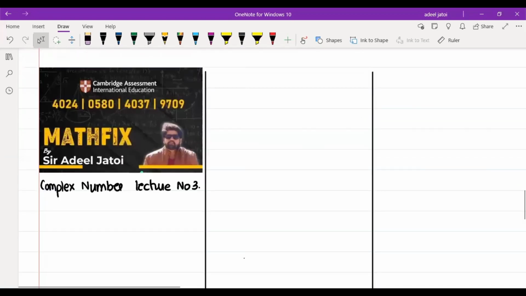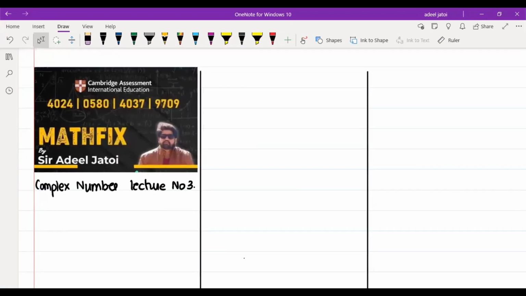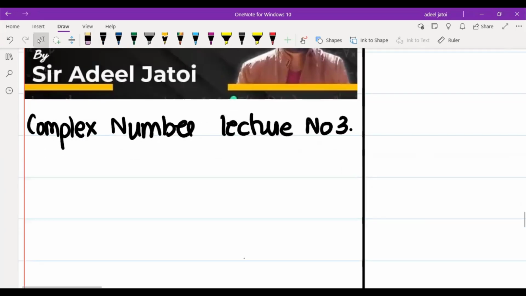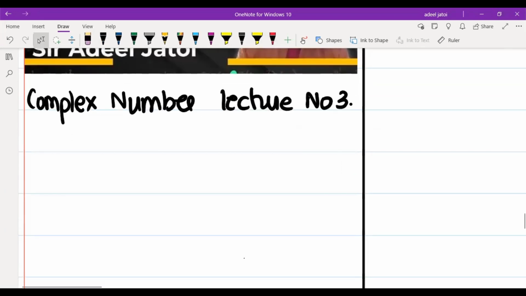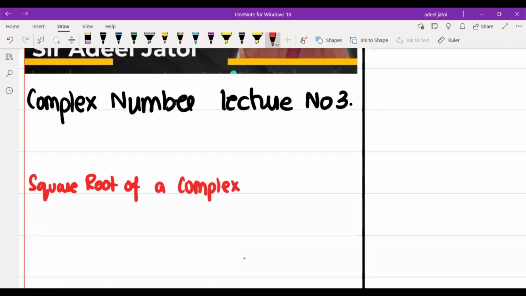And now moving on to complex number, lecture number 3. Okay, lecture number 3. Now we are doing square root of a complex number. So, square root of complex number.